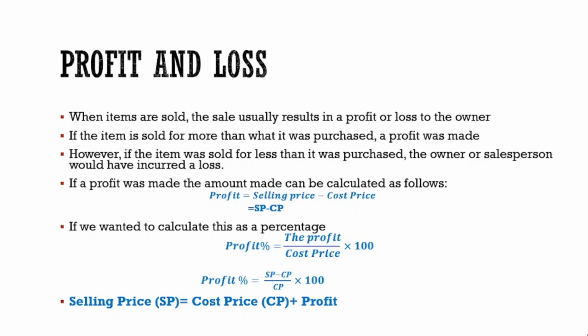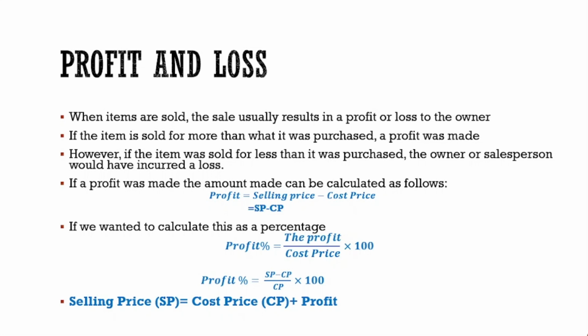If a profit was made, the amount made can be calculated as follows. Profit is equal to selling price minus cost price. And in terms of a formula that is used, you will see it written as SP to represent selling price and CP to represent cost price. So the formula would be profit is equal to SP minus CP.